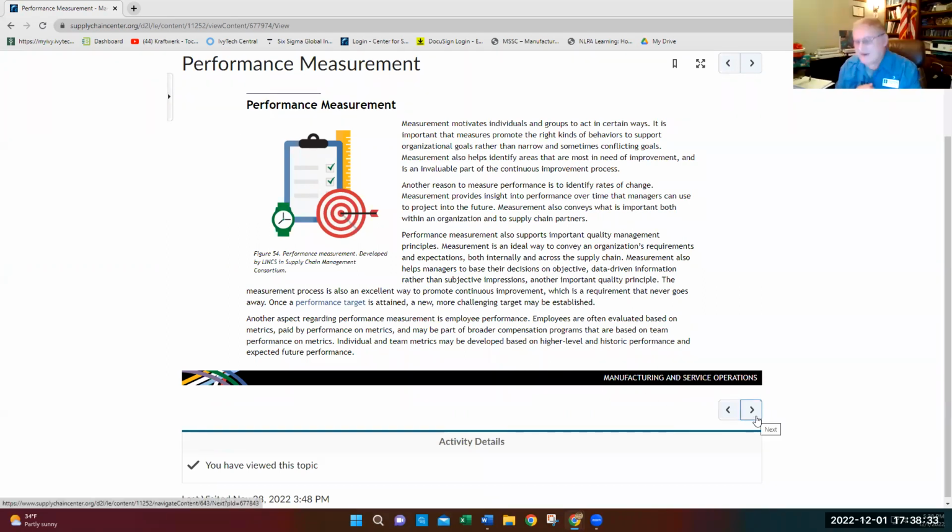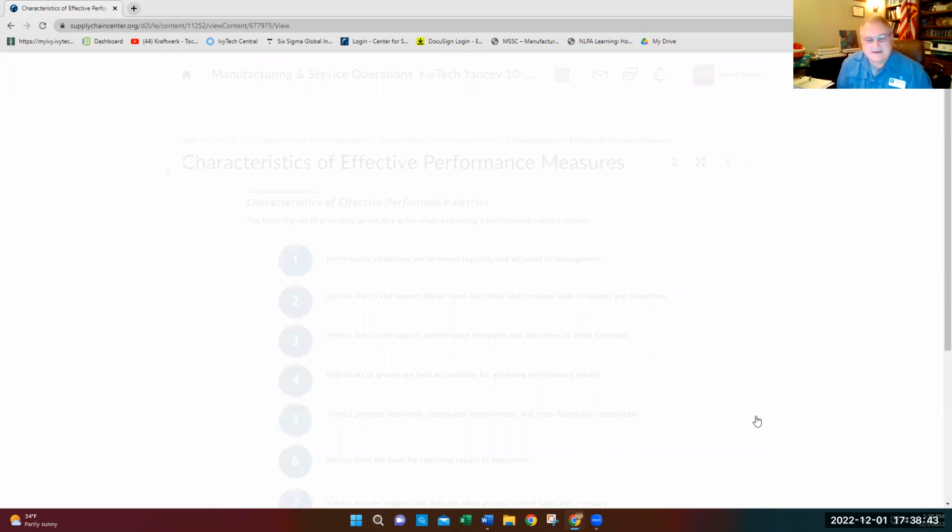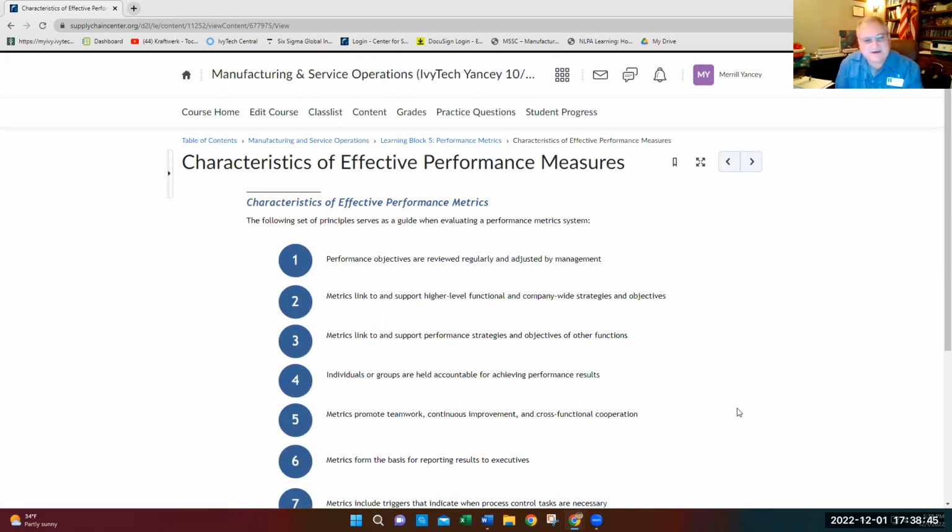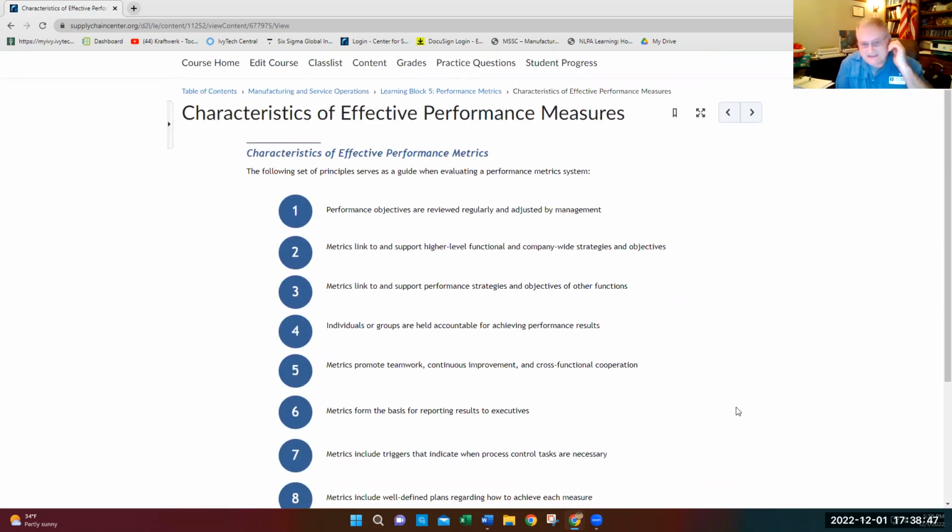So this performance measuring, it's a tool that you use in managing, even if it's not operations, if it's managing people, it's managing a process, it's being able to find out if you're providing the right part or the right service. So this kind of breaks it down to what these characteristics look like.